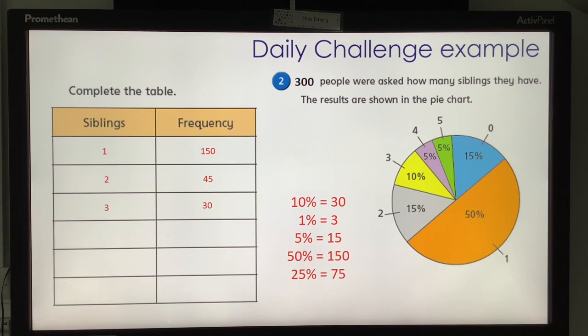The next one to look at would be 4 and 5. And again, I can do those at the same time because they're both 5%. If I've done my bubble method, I already know that 5% is 15. Lastly, you've got 0. Now 0 is the same. No siblings is the same as 2 siblings, 15%. And I already worked that out by adding 10 and 5% together, so I know it's 45.